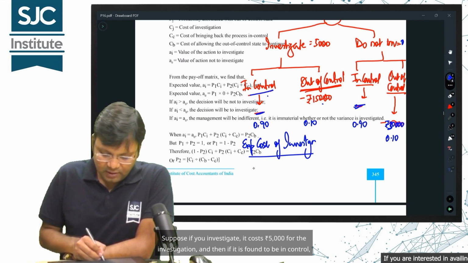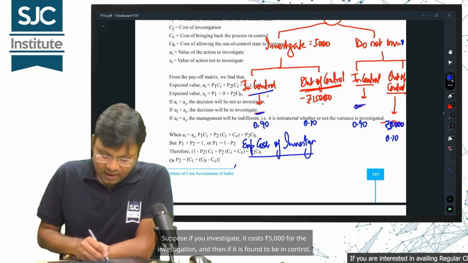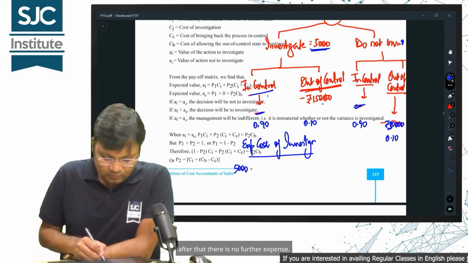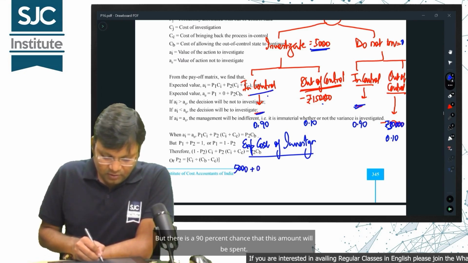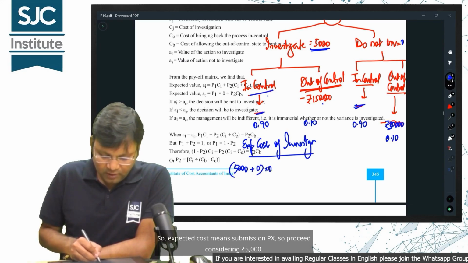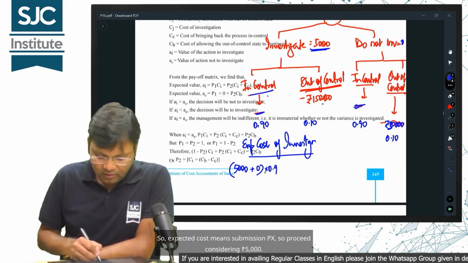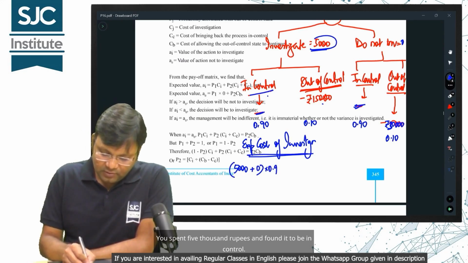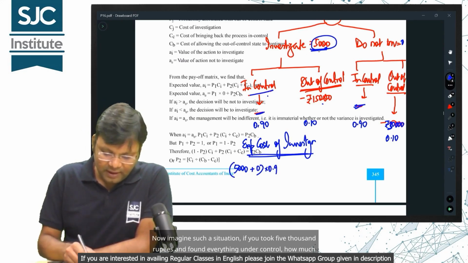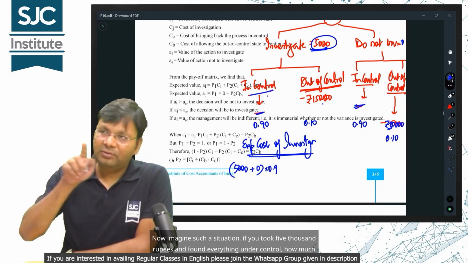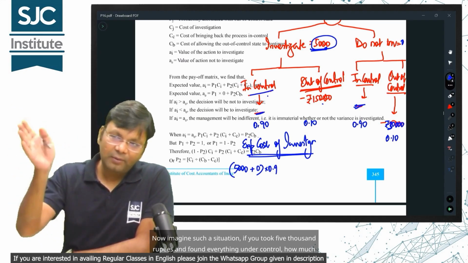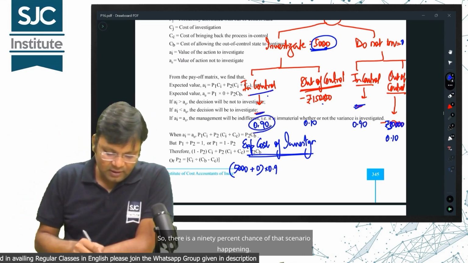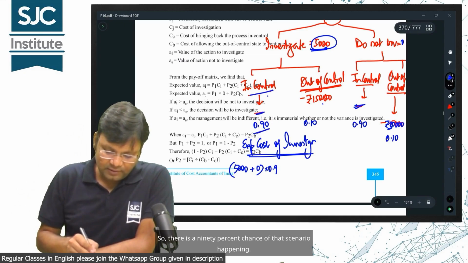Suppose if you investigate, it costs 5,000 rupees for the investigation, and if it is found to be in control, after that there is no further expense. But there is a 90% chance that this amount will be spent. So, expected cost means sum of PX. So proceed considering 5,000 rupees. You spent 5,000 rupees and found it to be in control. Now imagine such a situation: if you took 5,000 rupees and found everything under control, how much money did you spend from the house? 5,000. So, there is a 90% chance of that scenario happening.